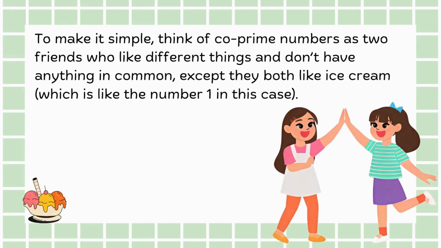To make it simple, think of co-prime numbers as two friends who like different things and don't have anything in common, except they both like ice cream, which is like the number 1 in this case.